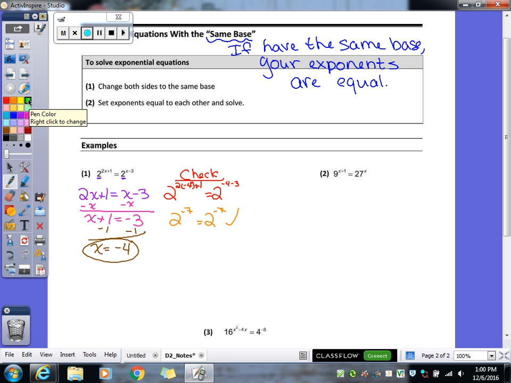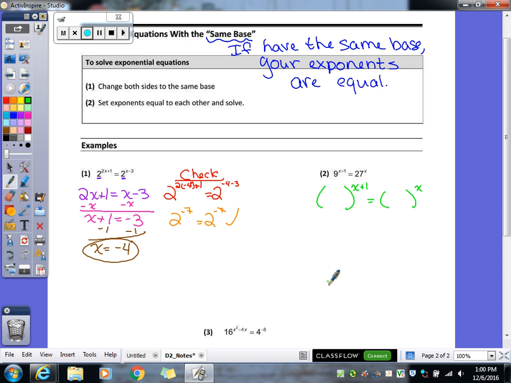So if we take a look at example 2, though, do we have the same bases? No. I have a 9 and I have a 27. So what we need to do is come up with an equivalent way to write my 9 and my 27, but it's going to have the same base. So you kind of have to know your numbers pretty well.